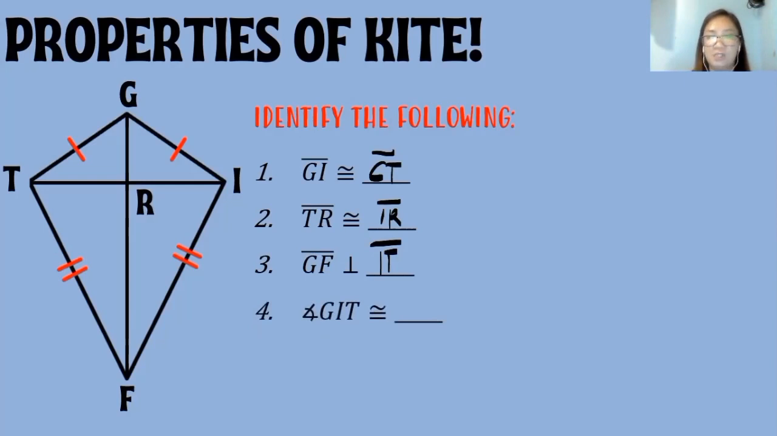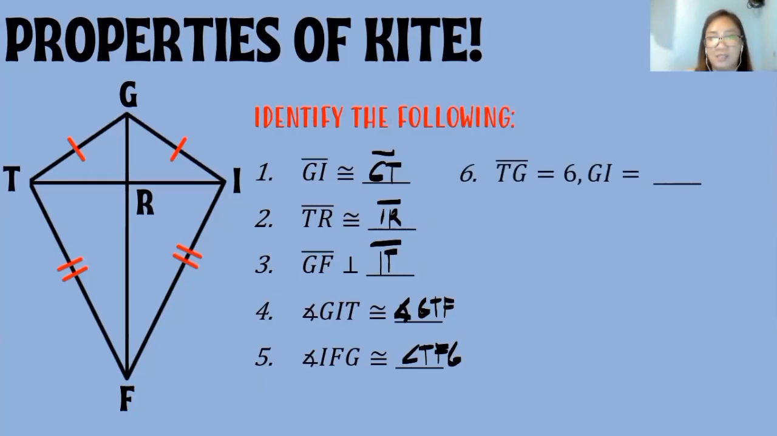Angle GIT is congruent to angle GTF, and this is based on property number 2, that only one pair of opposite angles of a kite are congruent. And angle IFG is congruent to angle TFG. Okay, now this is based on theorem number 3, that only one diagonal bisects opposite angles.